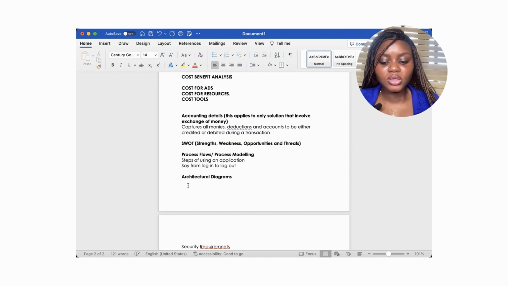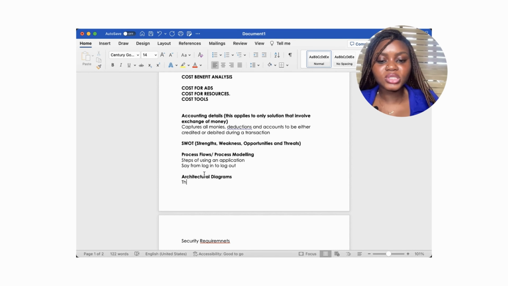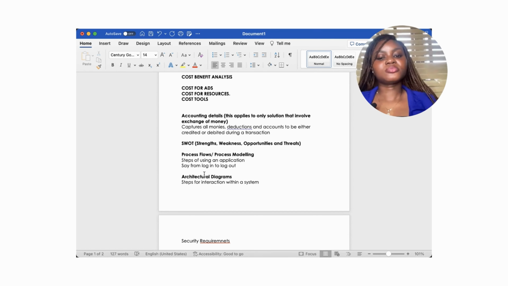So while process modeling speaks to steps of using an application, the architectural diagram speaks to steps for interaction within a system, right?